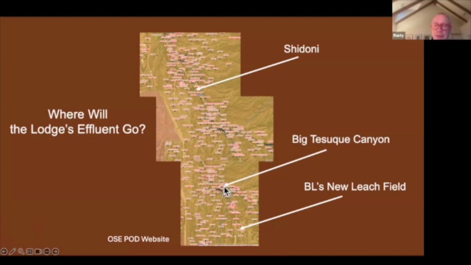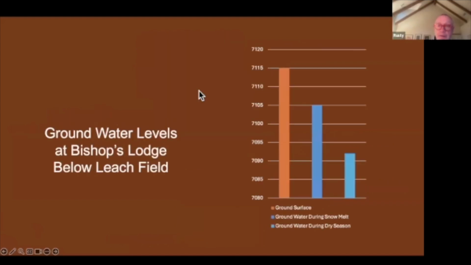This is the intersection of Bishops Lodge Road and Big Tesuque Canyon. I picked it because that's where I live. And this is Shadoni. To understand where the water is going to go, where this effluent coming out of the leach field is going to go, you need to look at the water gradients at Bishop's Lodge and those two down gradient locations.